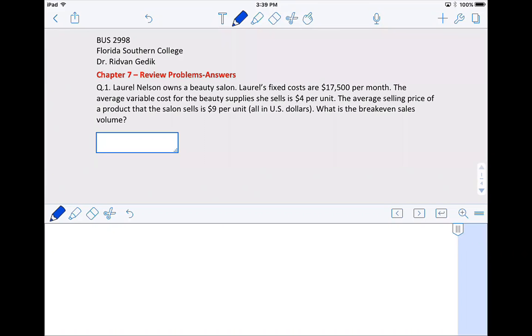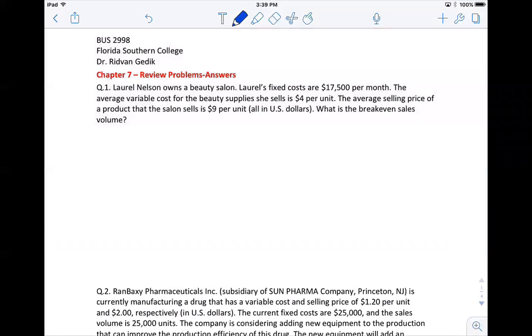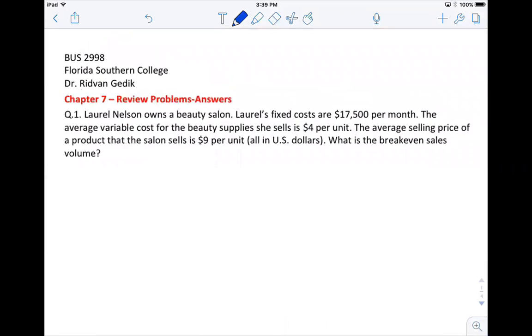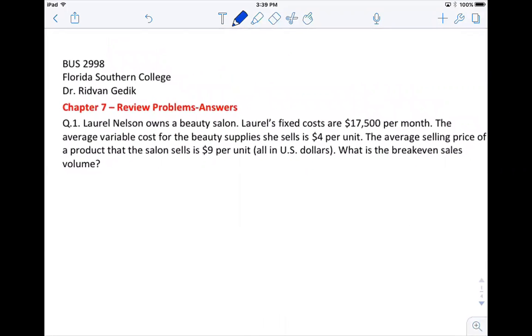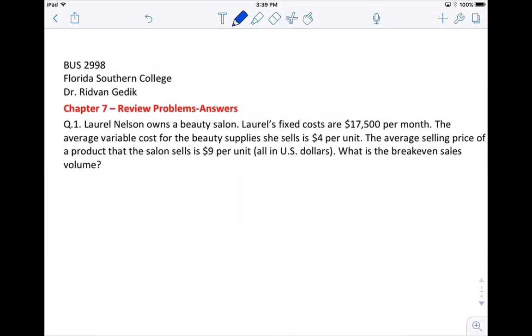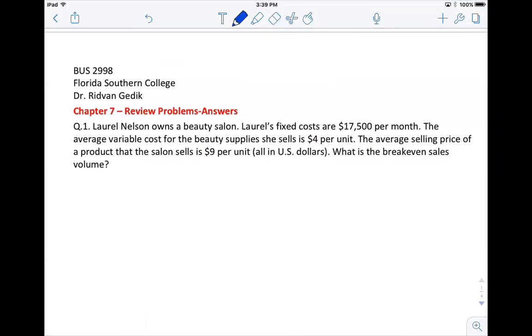The first 2 questions are related to break-even point analysis. What I will do is first read the questions with you, and I'm going to introduce the basic notion and the basic notation we use to tackle break-even problems.